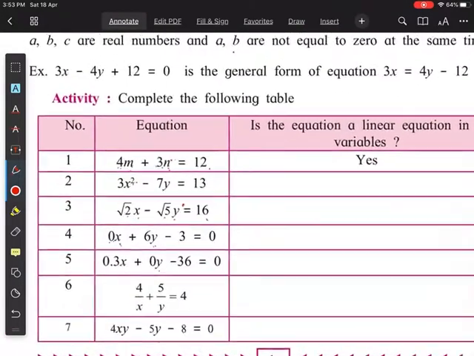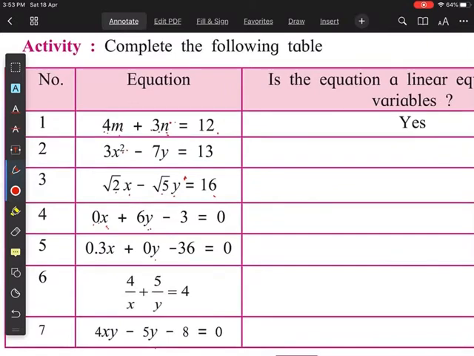We have these 7 equations. In the first equation, m and n are variables, the coefficients are not equal to 0, therefore it is a linear equation in two variables. In the second equation, the index is 2, so the index should be 1, therefore it is not a linear equation in two variables.